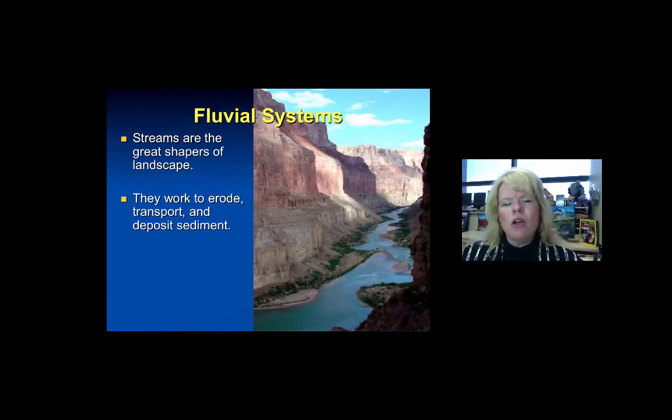Now, streams are amazing shapers of the landscape. Now, before you get too worked up over the fact that water cuts down rock, and we all know that, you're like, oh yeah, I knew that answer, yay. Let's talk about how it does it.